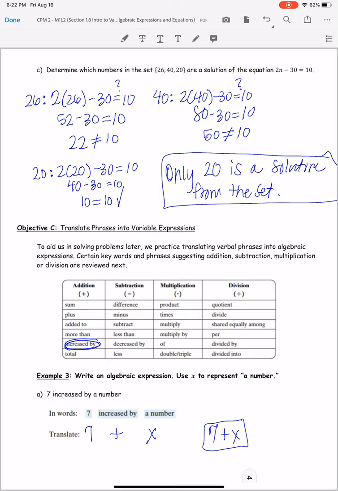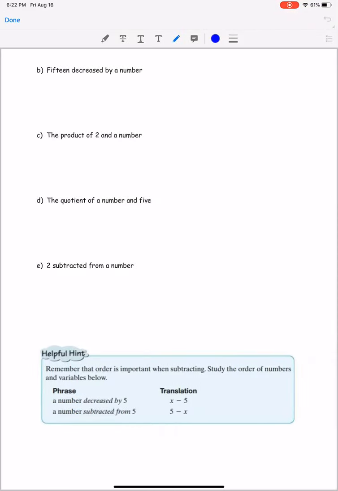Okay, turn the page. We got a couple more of these examples. I'm not going to flip back and forth, but you need to keep these subtraction, multiplication, division keywords in mind for this next page. All right, B says 15 decreased by a number. So we've got 15. What does decreased by tell us to do? Decreased by means to subtract, and then you have a number. That is my x. So this one is 15 minus x.